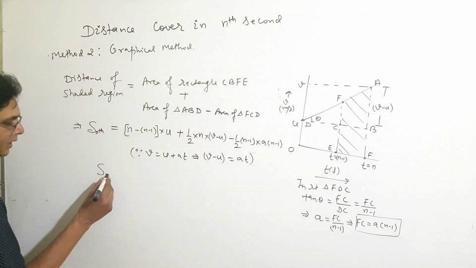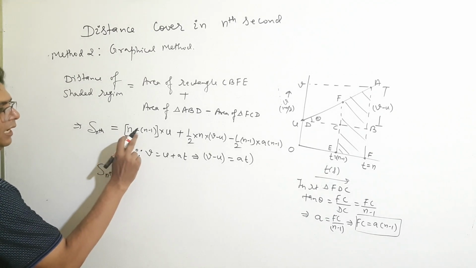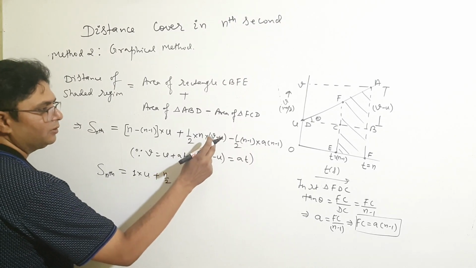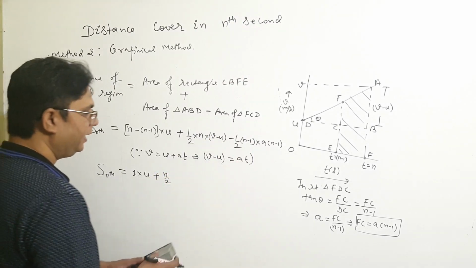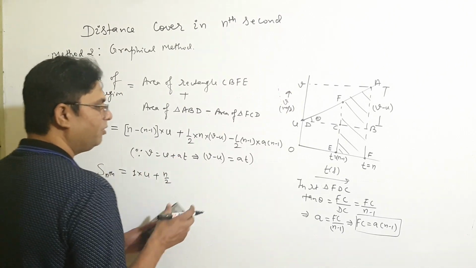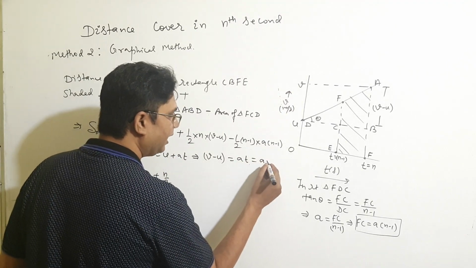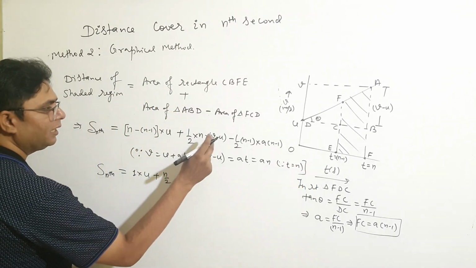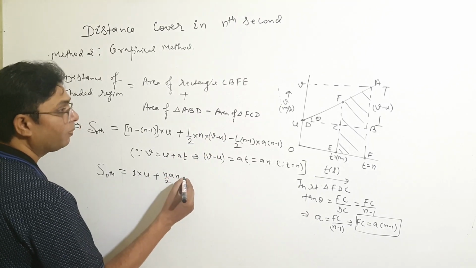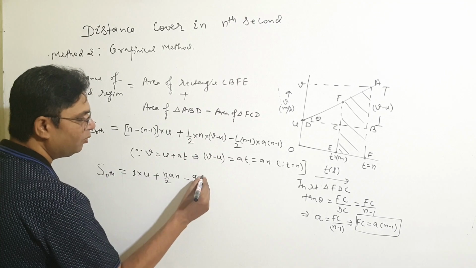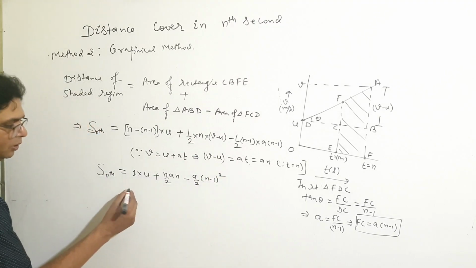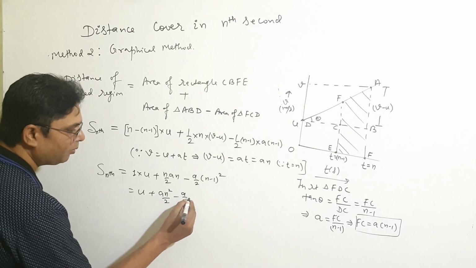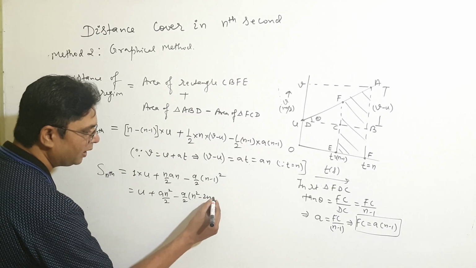So you have S nth equals n minus 1 means you have 1 into U plus n upon 2, and in place of V minus U we are writing AT, and here T stands for n. So further this equals AN because T equals n here. So here you write A into n minus A upon 2 into n minus 1 whole square. So this is U plus AN square upon 2 minus A upon 2 into n square minus 2n plus 1.